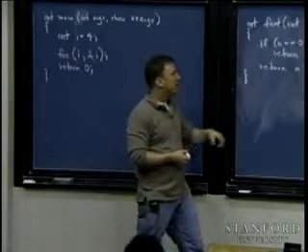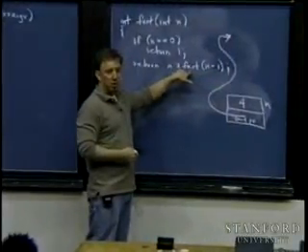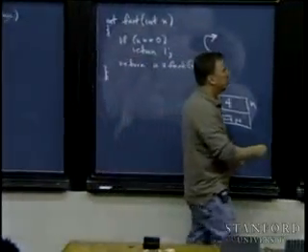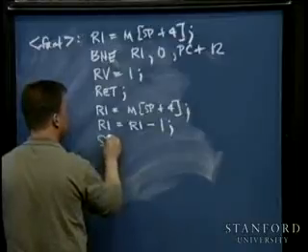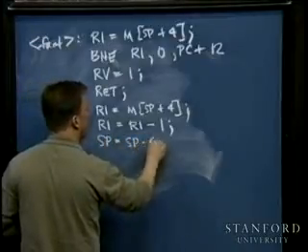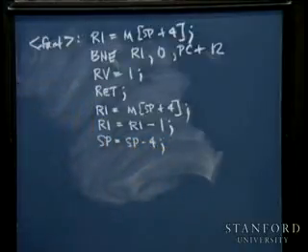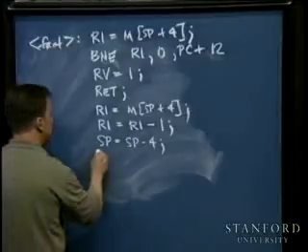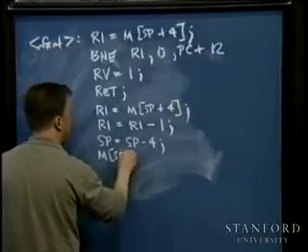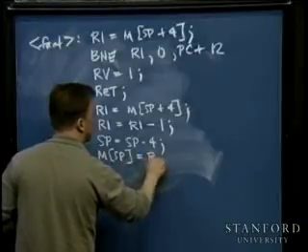And now I have all the information I need to make this recursive call. So I'm going to set up the partial activation record. I'm going to do SP equals SP minus 4. Okay. I'm going to write to SP this value of R1.